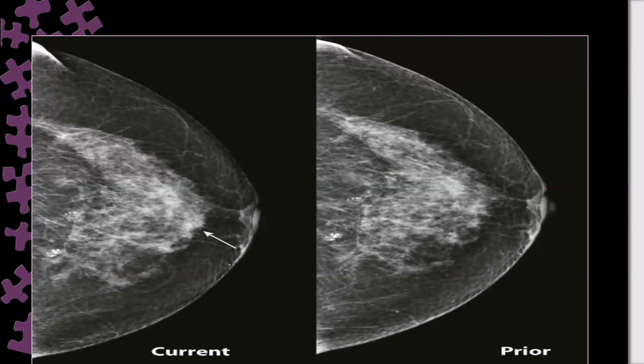Yeah, this is the CC views of the right breast. Agree? No, left breast. Agree, left breast. This is a CC view of the left breast. So you have two images. Why do you have two images? Why do you have two CC? Why not a single image? Communication.